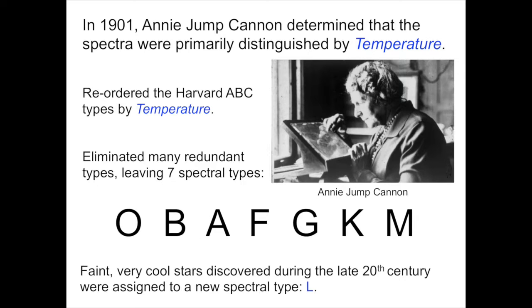Cool, very faint stars, which were discovered during the late 20th century, were found to not fit within this classification system. They were cooler than M-type stars and were assigned to a new spectral type, L. In recent years, proposed classes T and Y have been applied not to stars, but to objects called brown dwarfs, failed stars, or perhaps even giant gas planets around other stars. But for our discussion, we're going to leave out the T and Y classes.